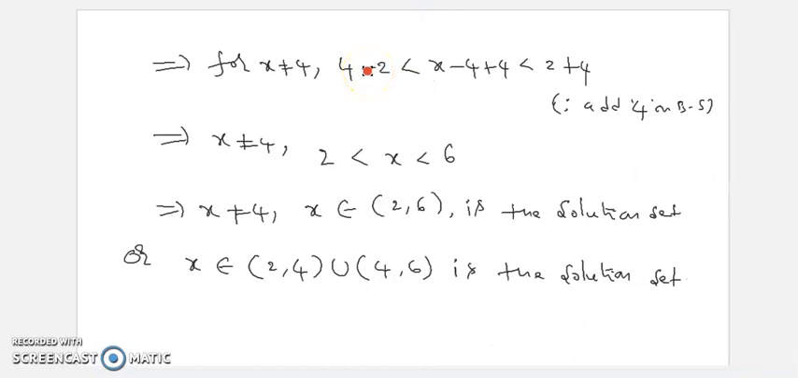That implies we add 4 on both sides, we get 4 minus 2 less than x minus 4 plus 4 less than 2 plus 4. That implies 2 less than x less than 6. For x not equal to 4, x belongs to open interval 2 comma 6. Means in the given set of solution 2 comma 6, 4 is not included. That's why this solution can be written as x belongs to open interval 2 comma 4 union open interval 4 comma 6, is the solution set.